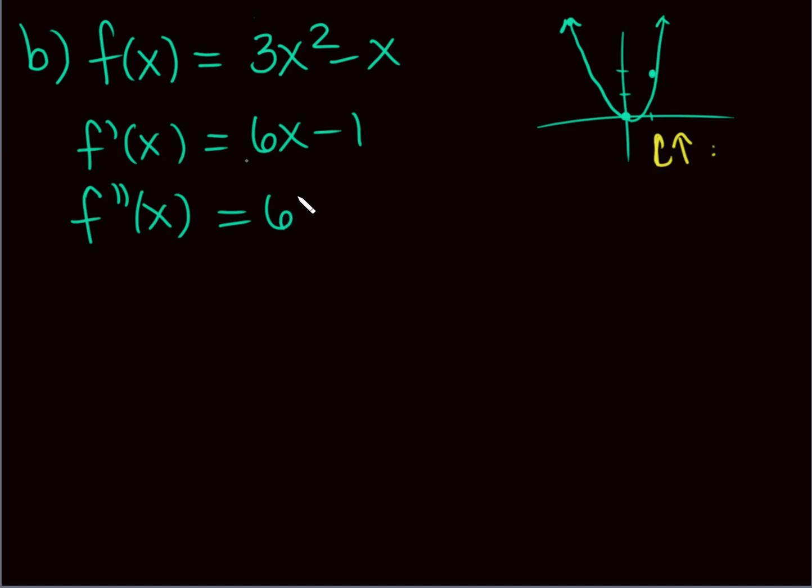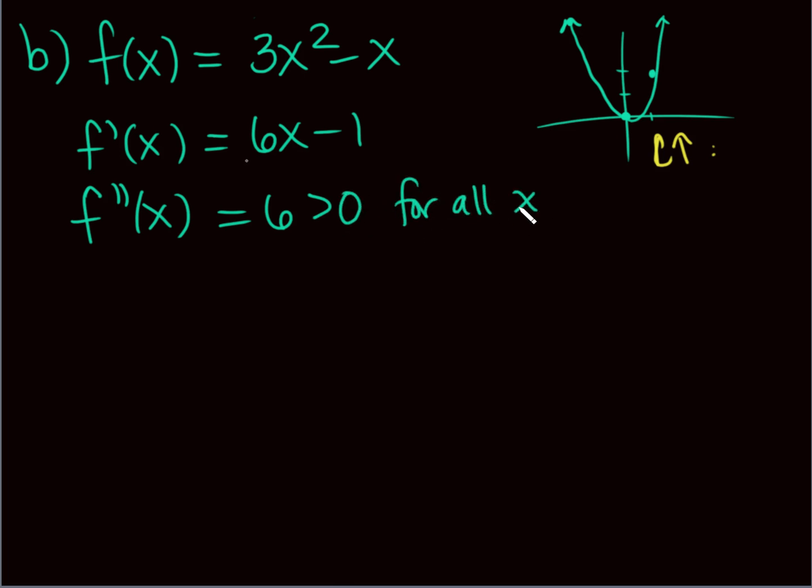So do I have any inflection points? Remember, inflection points are going to occur where I could possibly change concavity, where either my second derivative is 0 or my second derivative is undefined. In this case, my second derivative can never be 0 because it's 6. It can never be undefined because it's 6. So this guy is greater than 0 for all x, right?